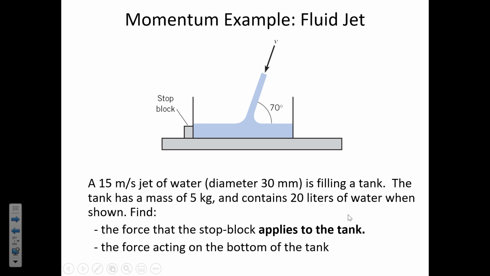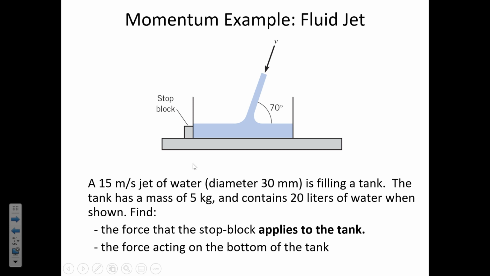So here's the first of those. What we have is a water jet that's coming in, and we know the velocity of the jet of water, 15 meters per second. So that is the velocity in the direction that's indicated. But what we need to do is break that velocity into its horizontal component and its vertical component. We know the angle that this jet is intercepting the tank of water. We know that the mass of the tank itself is 5 kilograms, and it currently has 20 liters of water.